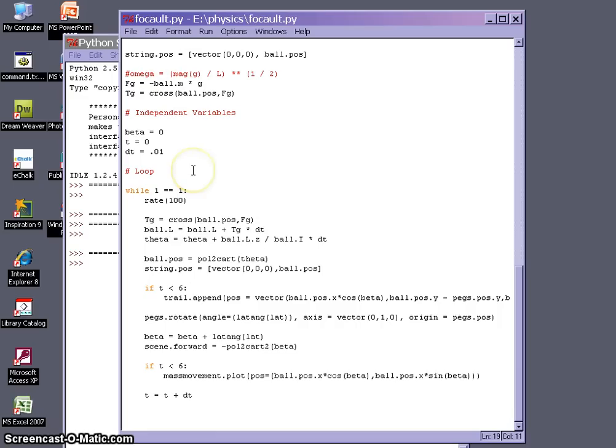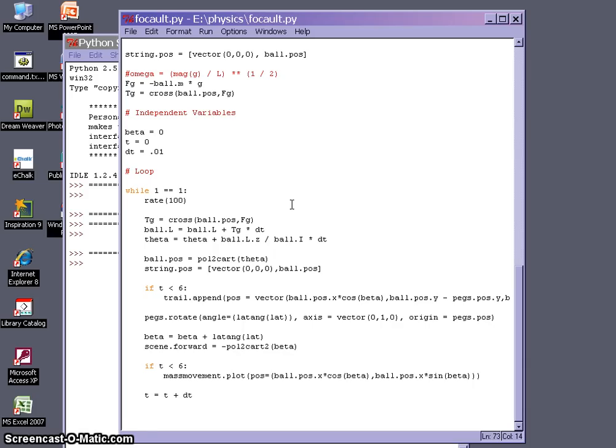We have a time step set at 1/100 of a second, and we have our loop that is going to animate the pendulum running 100 times a second from the rate statement here. Beginning in the loop, we start by reevaluating the torque on the pendulum by taking another cross product of the ball's position and the force of gravity.